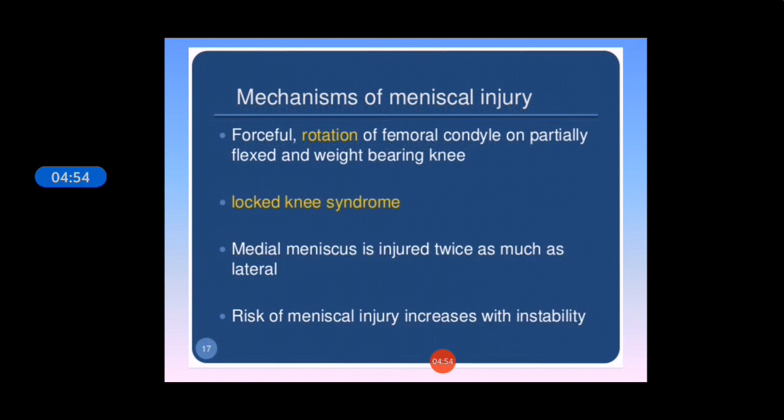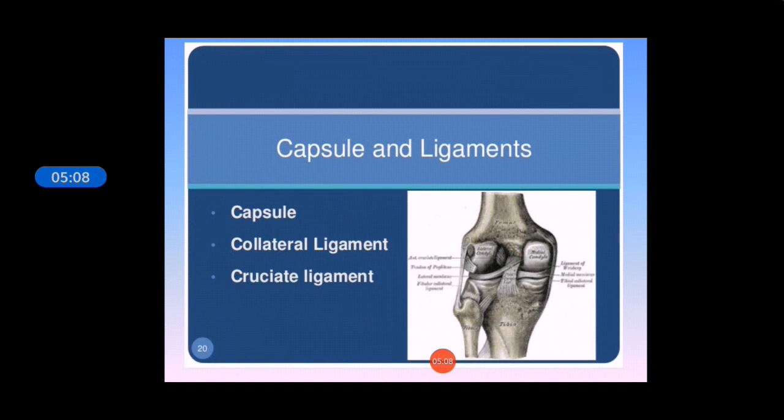Now, the mechanism of meniscal injury includes forceful rotation of the femoral condyle on a partially flexed and weight-bearing knee. The medial meniscus is injured twice as much as the lateral meniscus. Risk of meniscal injury increases with instability. The next structures which we'll be talking about are the joint capsule and the ligaments.